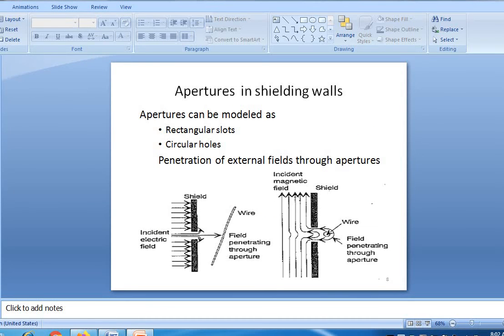Next is apertures in shielding walls. Apertures can be modeled as rectangular slots or circular holes. What is an aperture? It is a small opening. Suppose openings are present in the shielding walls, then the external fields can penetrate through the apertures to the receptor. This is the diagram that explains the penetration of the external electric field through the shielding, and then it can reach the receptor.